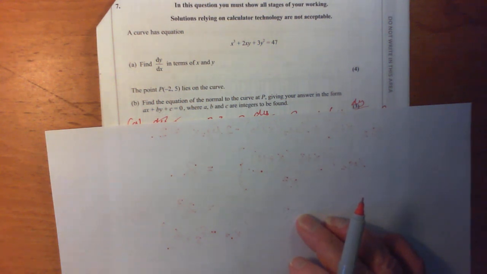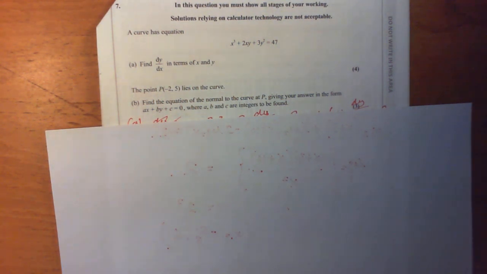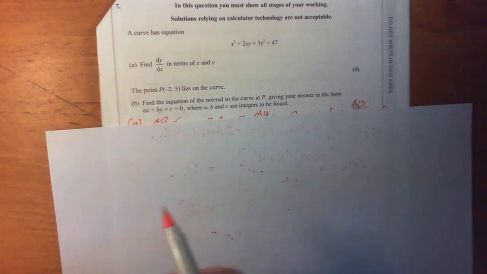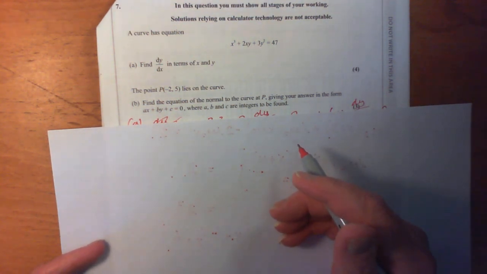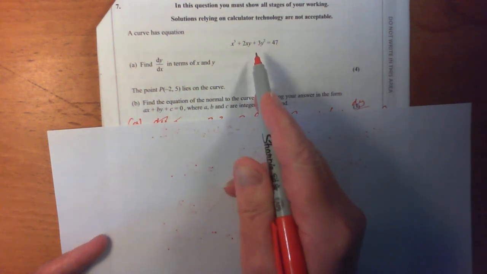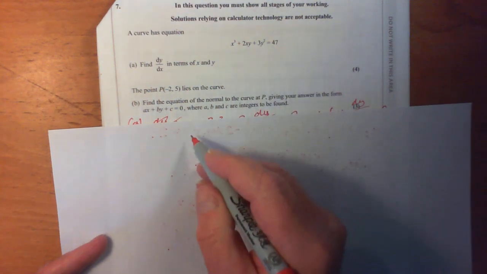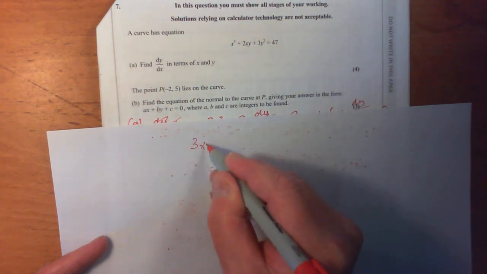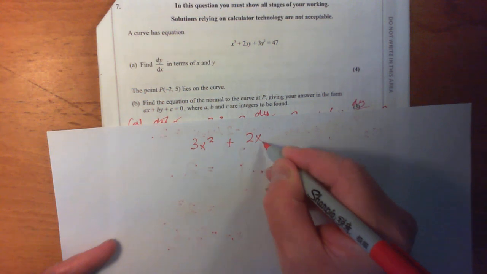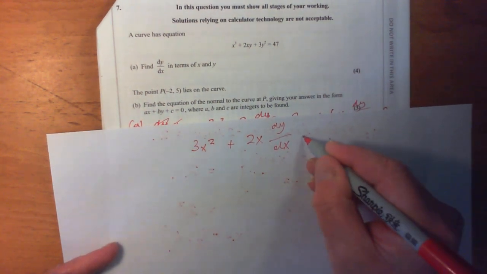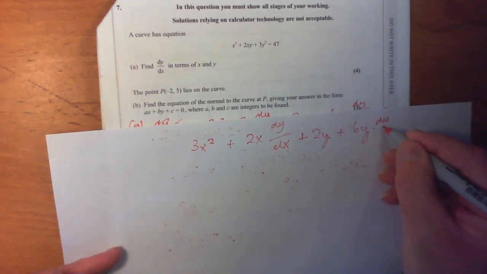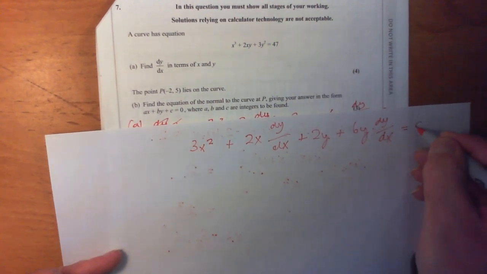Right, again this is done fairly straightforwardly as far as I can remember. I don't think there's anything particularly to note about it. I just stress the method. If you're going to differentiate that, then you can use implicit differentiation. So that would become 3x squared plus 2x dy by dx plus 2y plus 6y dy by dx equals 0.